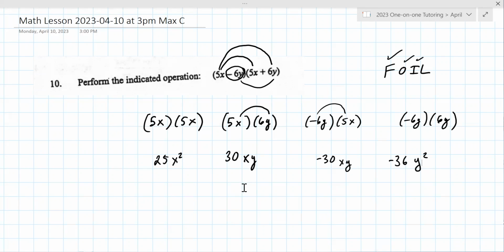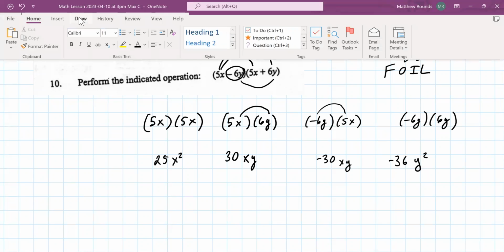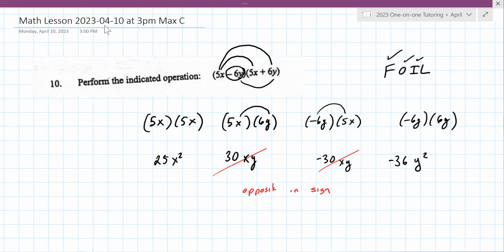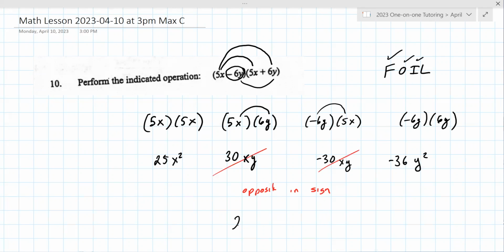All right, so now do you see anything that has the same letters in it exactly? 30xy and negative 30xy. So those cancel because they're opposite in sign. What do you have left over? 25x squared and negative 36y squared. Good. And I think you can find that in one of the answers there.